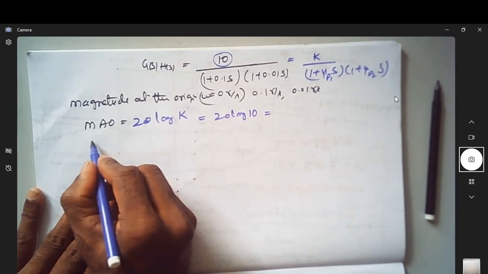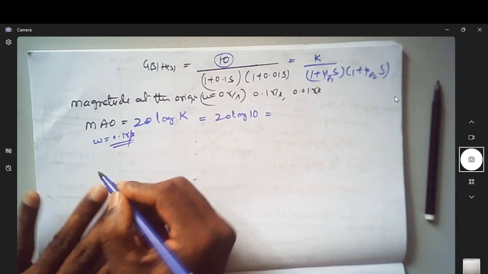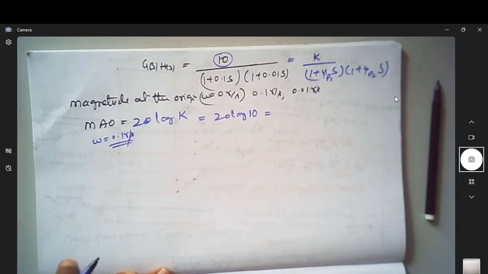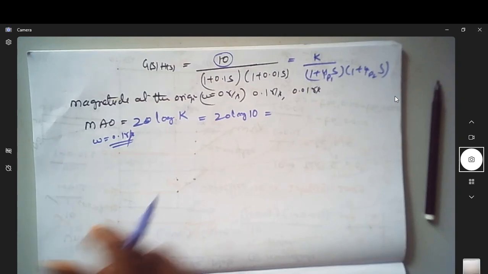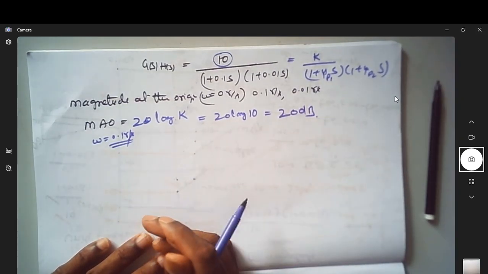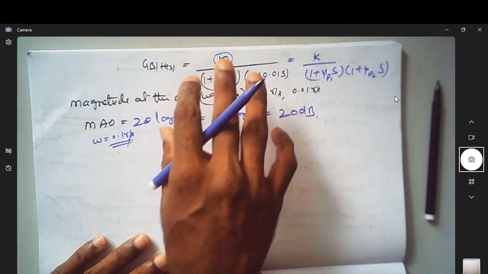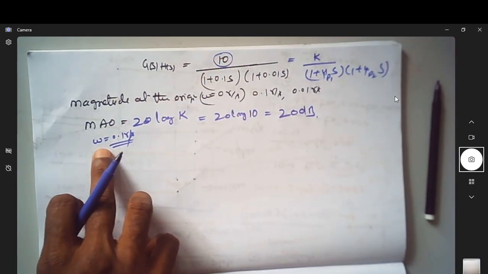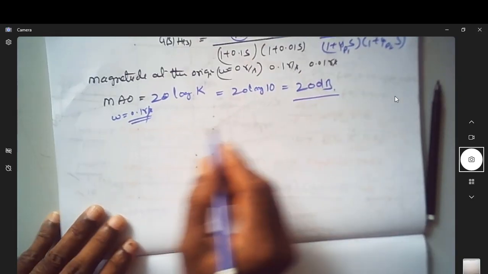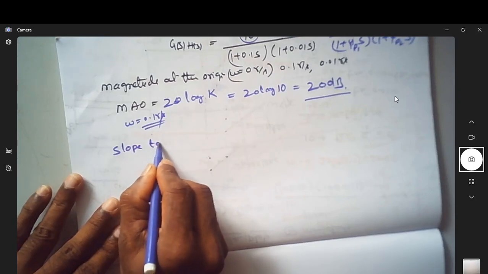When I say origin, it is omega equal to 0.1 radian per second. This is how I start my plot, with the starting value of omega as 0.1 radian per second. Is it not 20 dB? So we found the magnitude at the origin for this plot, with the origin frequency as 0.1 radian per second, is 20 dB. Next we'll write a table called the slope table.